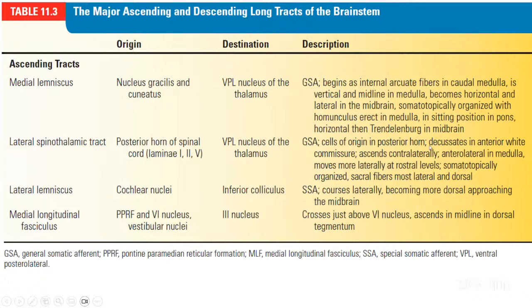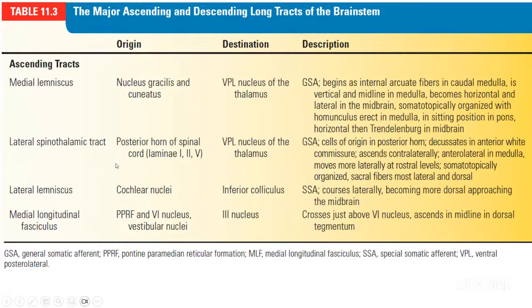So the tracts present in the brainstem: we have both ascending tracts and descending tracts. So medial lemniscus, which carries the fibers from the nucleus gracilis and cuneatus, and the destination is the VPL nucleus of the thalamus. This is a general somatic afferent.